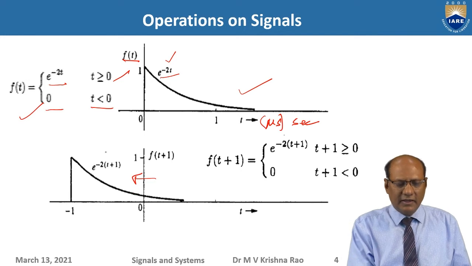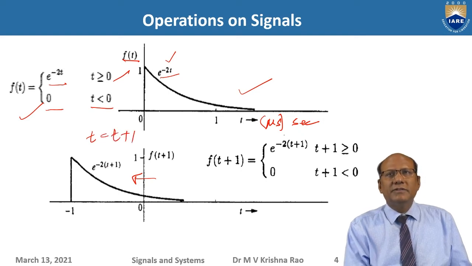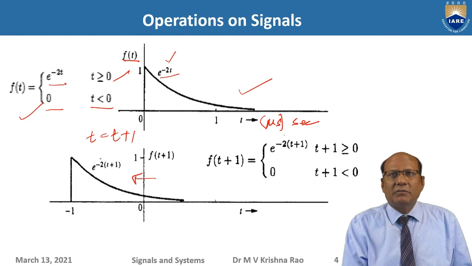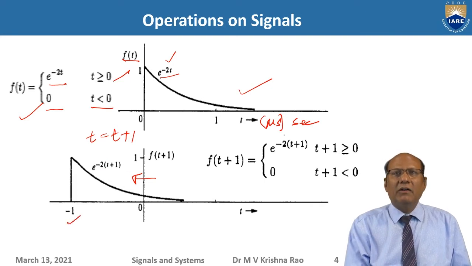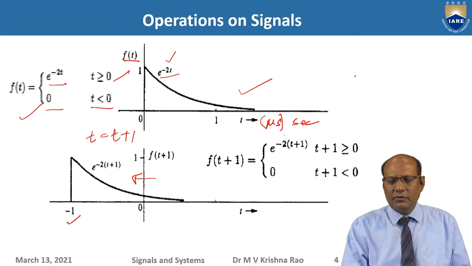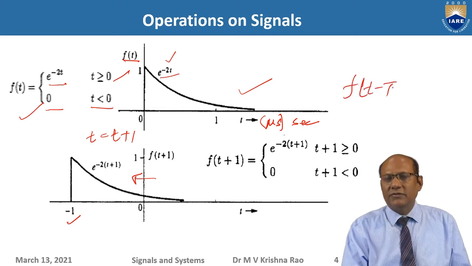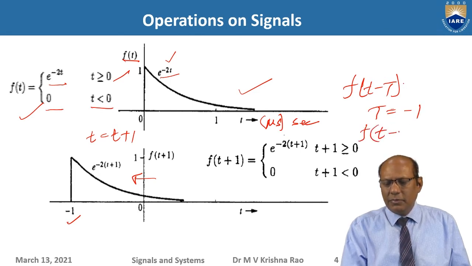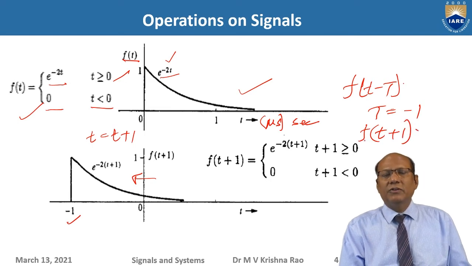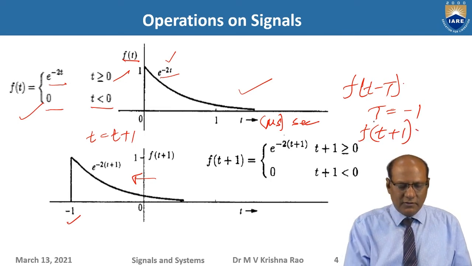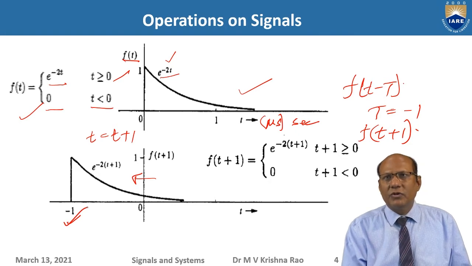So what is the delay here? T equal to t plus 1 means T equal to minus 1 basically. Minus 1 shift I have applied on this because in the previous example we have taken f of t minus T as the shifted signal. If I take T equal to minus 1, then this will become f of t plus 1. So minus 1 units means advanced by 1 unit towards the left. That's why everywhere you will get f of t plus 1.